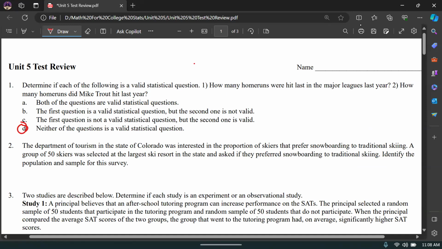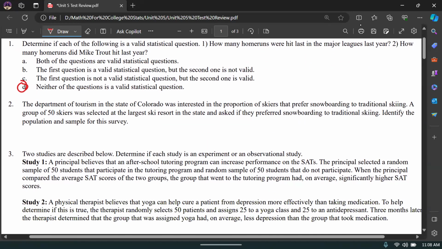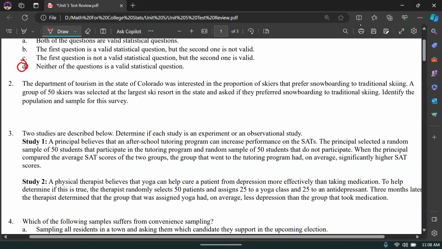So again, a valid one, to give you an example, would be like, who's your favorite baseball player? That would be more of a statistical question because when you ask that to different people, they'll give you a different player. Number two, the Department of Tourism in the state of Colorado was interested in the proportion of skiers that prefer snowboarding to traditional skiing. A group of 50 skiers was selected at the largest ski resort in the state and asked if they preferred snowboarding to traditional skiing. Identify the population and sample for this survey.